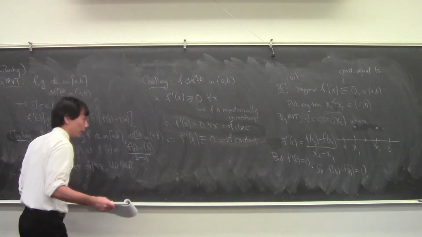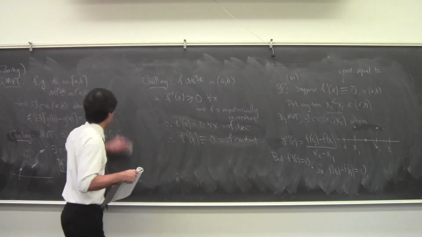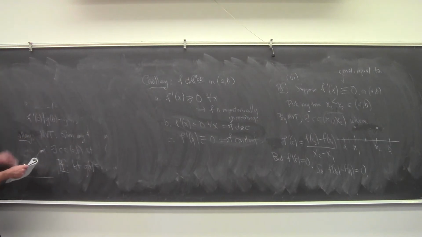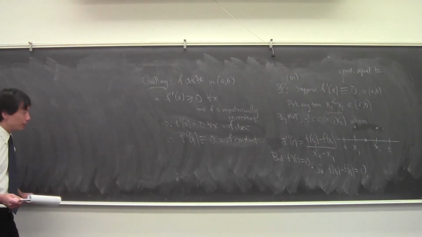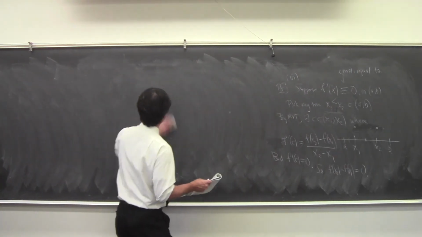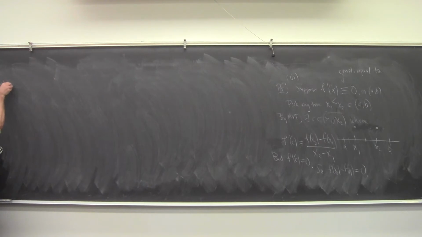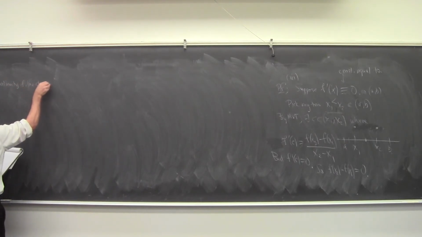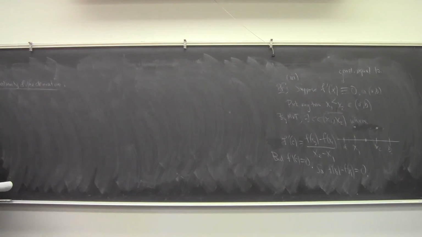Okay, let's go on. So there's sort of like a hodgepodge of results after this. So the first one is called the continuity of the derivative.